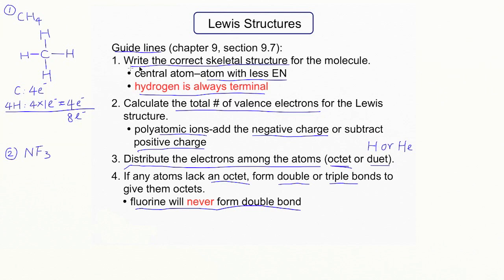Well, step 1, skeletal structure. When you compare the electronegativity of nitrogen and fluorine, nitrogen has less electronegativity than fluorine, because fluorine has the highest electronegativity in the whole periodic table. So, step 1, nitrogen is the central atom, fluorine is the terminal atom, and the skeletal structure is like this.